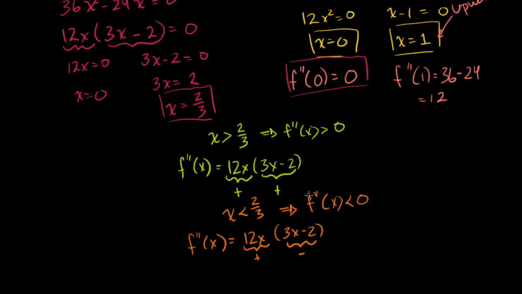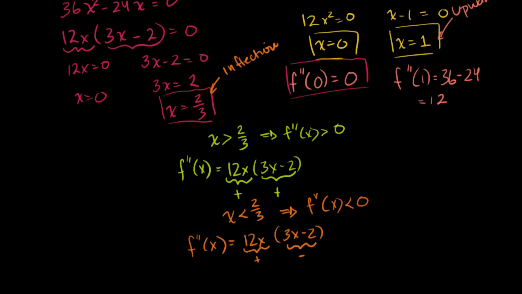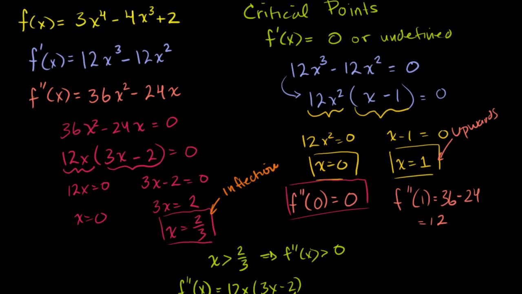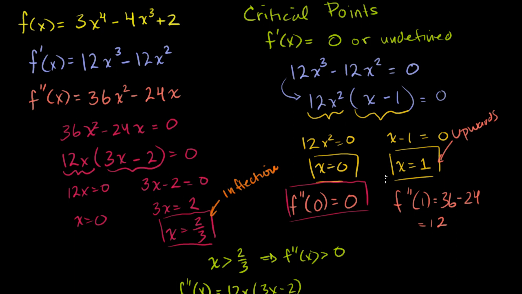Now the fact that we have this transition, when we're less than 2/3 we have a negative second derivative, and when we're greater than 2/3 we have a positive second derivative, tells us that this indeed is an inflection point. That x is equal to 2/3 is definitely an inflection point for our original function up here. Now, we have one more candidate inflection point, and then we're ready to graph. Once you know all the inflection points and the maximum and minimum, you are ready to graph the function.